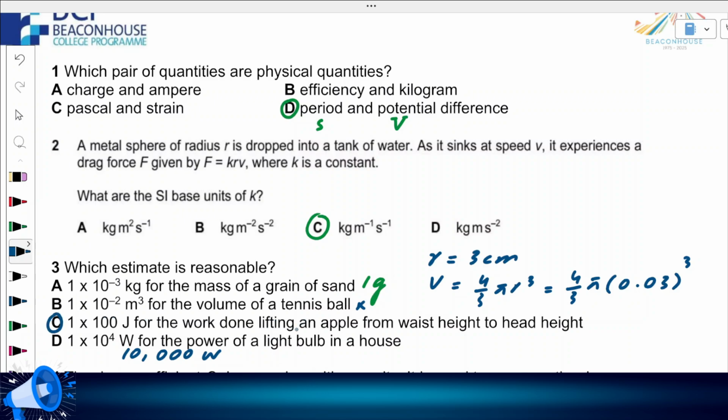The work done in lifting an apple from waist height to head height. So the work done would be equal to mgh. So assume the mass of the apple. Let's say the mass of the apple is half a kilogram. g is 9.81, or for estimation you can use 10. h would be, let's say, 1 meter. Now you have to make a comparison among all 4 of these. The closest one would be option C.